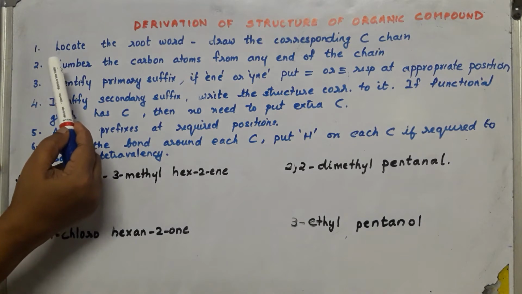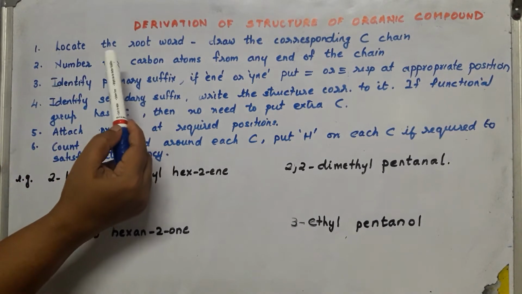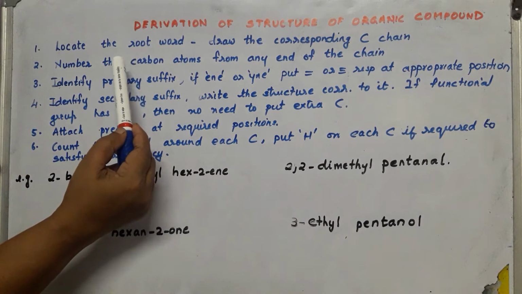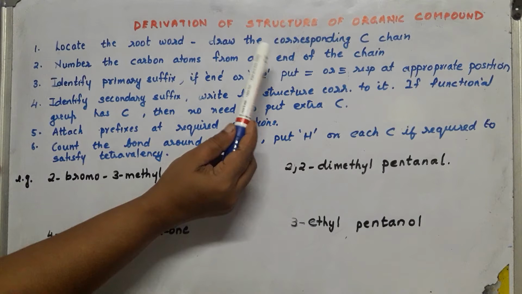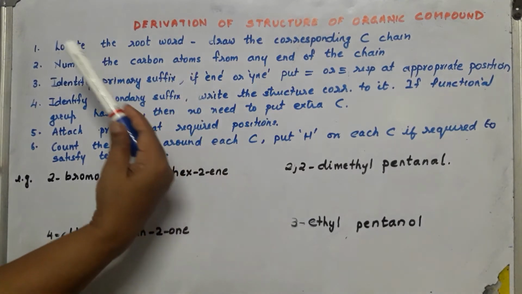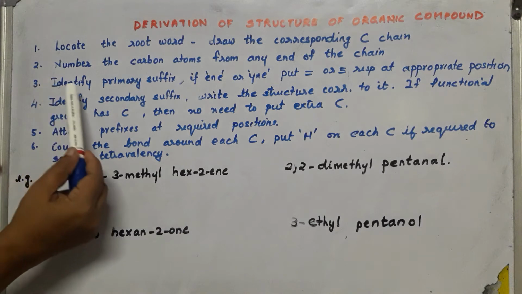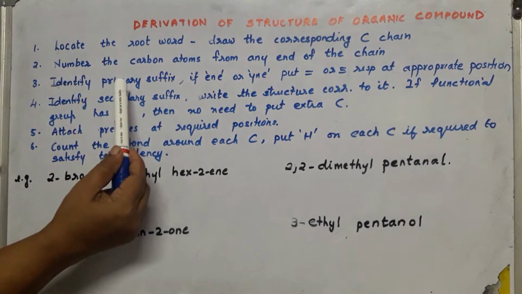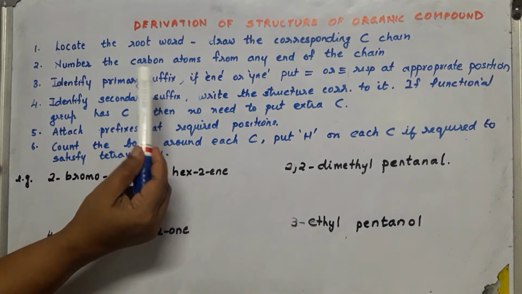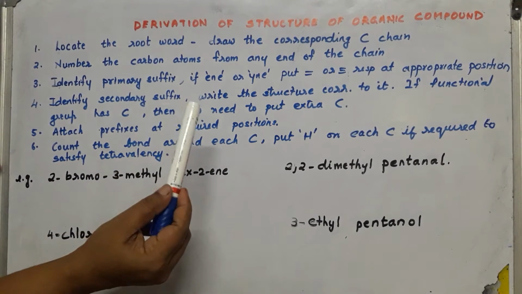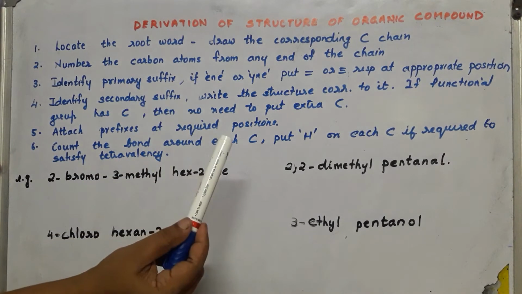Second step is number the carbon atoms. The carbon atoms of the chain should be numbered from one end, any one end. You can use left to right or right to left. Third point, identify the primary suffix, that is whether it is ANE, ENE or YNE.